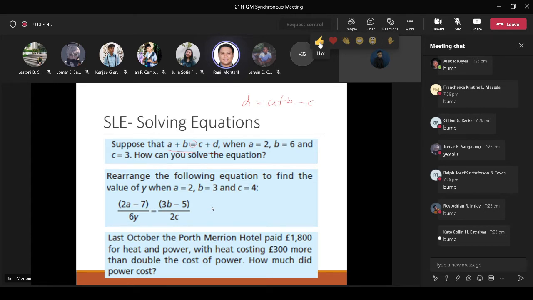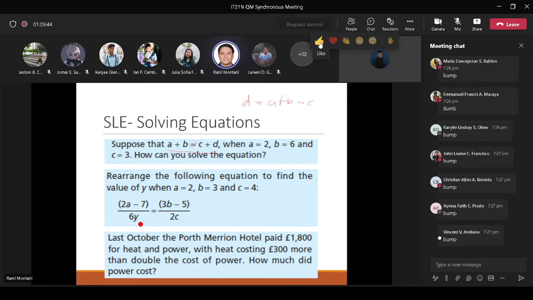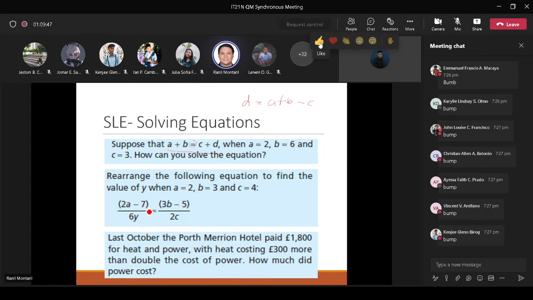So what do we do with this? Oh, we do cross multiplication, right? We can do cross multiplication. Actually, y is the one that needs to be found. So we're going to rearrange this equation in such a way that y will be on the other side. So that will leave us to what? Y is equal to what, guys? 2c times 2a minus 7 all over what? 6 times 3b minus 5. Do you agree? Tama ba ako?